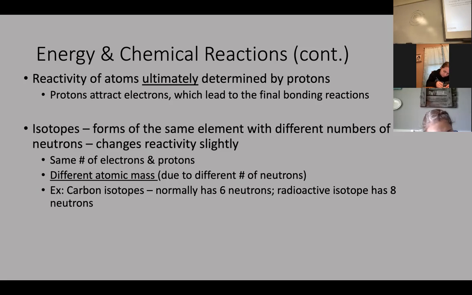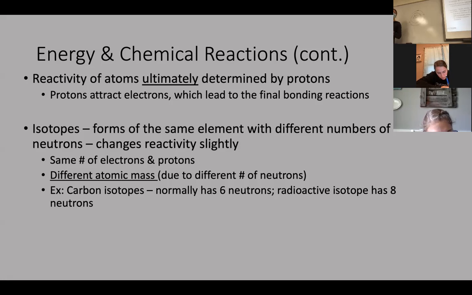One more thing with neutrons. Neutrons I didn't talk about that much. I said I'd mention them one more time. This is basically the one more time that I'm going to mention neutrons. So neutrons don't have a charge. They don't seem all that important. But elements can have different numbers of neutrons. So a carbon atom can have a different number of neutrons. That's going to slightly change the reactivity, just a little bit.